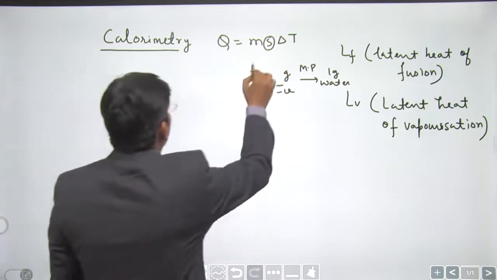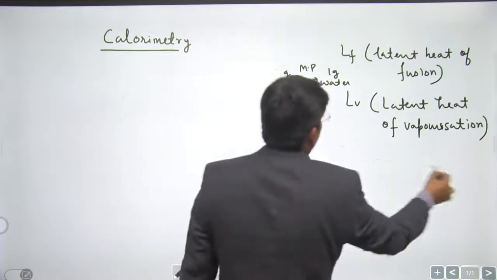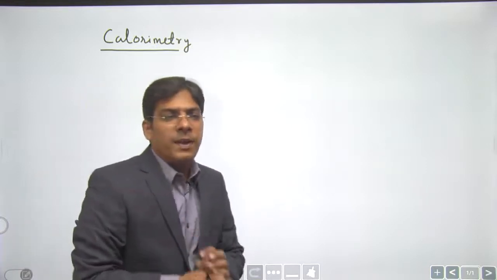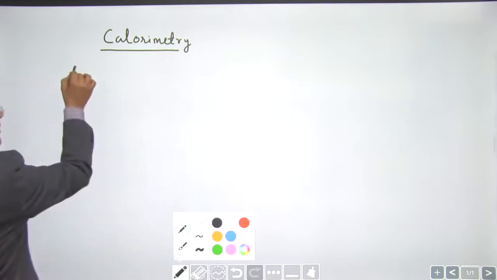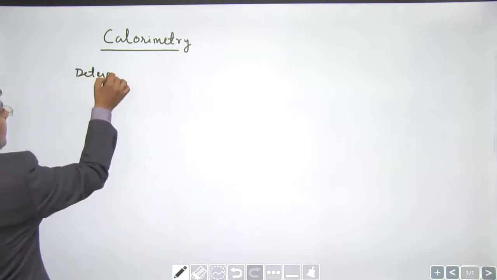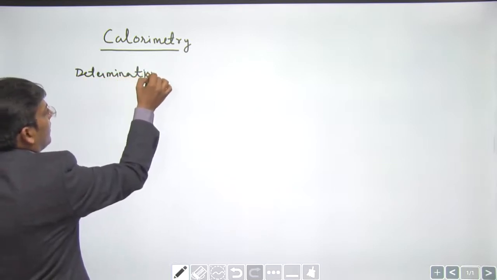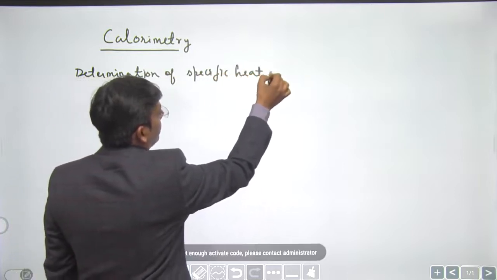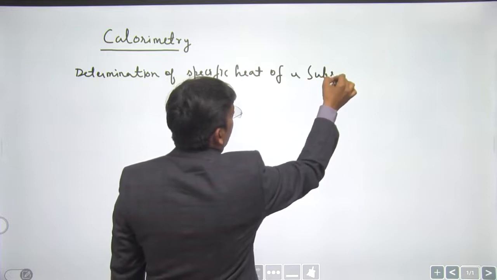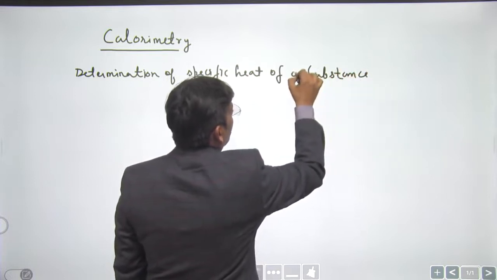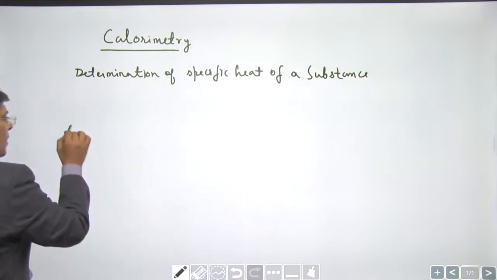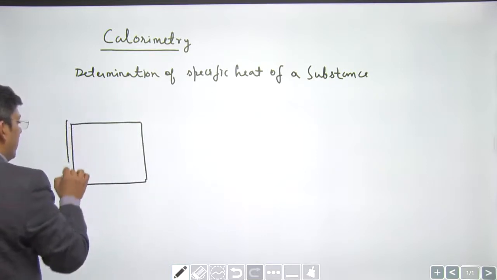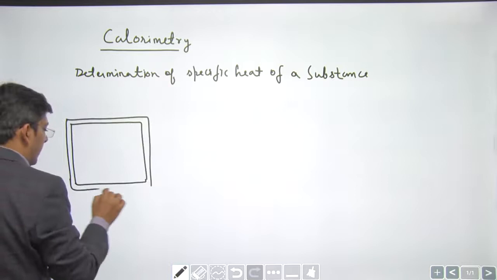The next topic is the determination of specific heat of a substance. There is a substance whose specific heat is unknown and you are given a task to calculate it. You have a calorimeter, which is basically an insulating box. There is no loss of heat, as it is insulated from the surroundings.